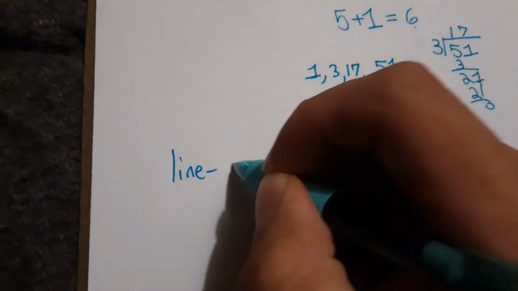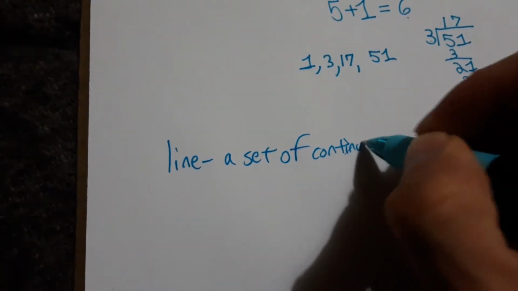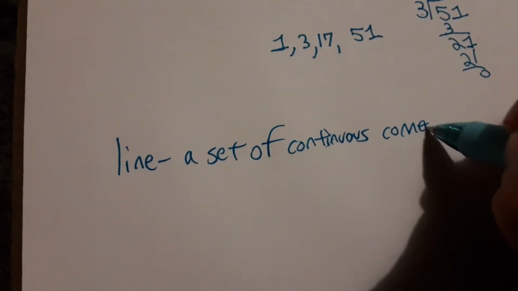Okay, so now let's talk about what I want to discuss with you guys for today's assignment. We're going to talk about geometry definitions, which we briefly covered last week. The first definition that I'm going to give you is the definition of a line. The definition of a line is a set of continuous points that are connected. So continuous connected points.